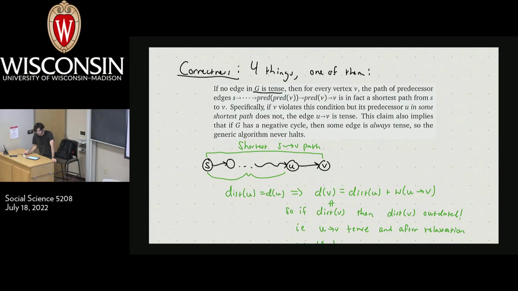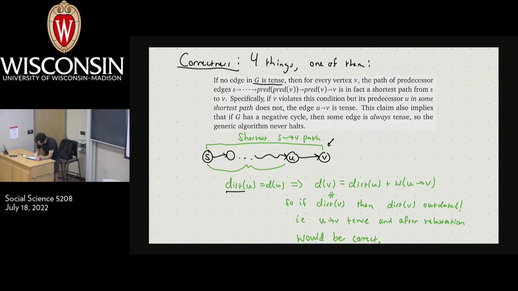Anyway, so to prove correctness here, we're going to assume we're finished. There's nothing tense. And now let's consider some shortest path from S to V. So the picture here, let's say this is the shortest path. And inductively, let's assume that the distance of U is truly the correct distance. So if that's the shortest path, and the distance of U is correct, the fact that the edge is not tense implies that the distance of V is equal to the distance of U plus the weight of UV.